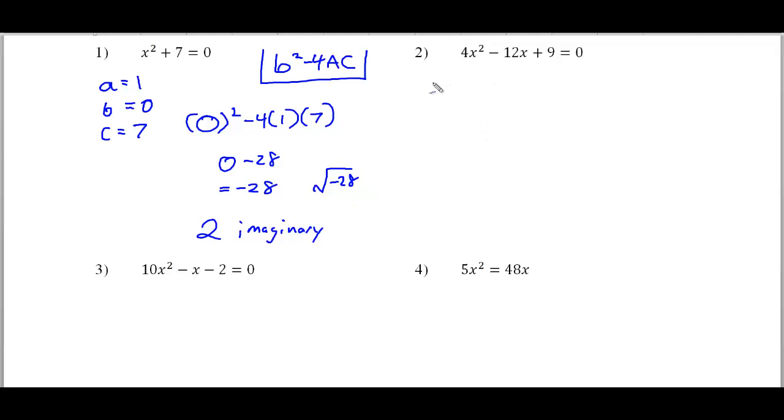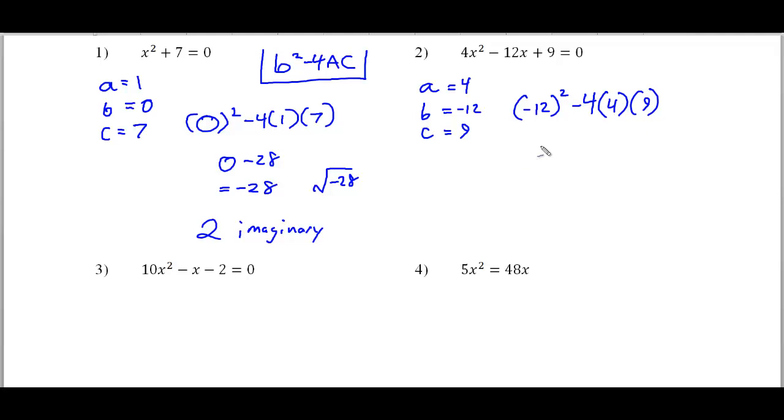Now, in problem 2, we're going to have a, b, and c. The a is 4, the b is negative 12, and the c is 9. Now we're going to plug this into my b squared minus 4ac. Careful to use the parentheses here because here we have some negatives. Make sure that's a minus, not a negative 4. It's a minus 4 times a times c.